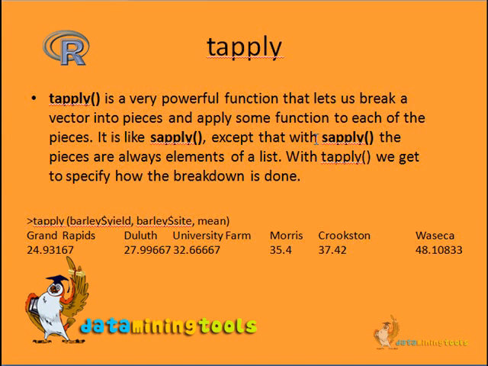The tapply is a very powerful function that lets us break a vector into pieces and apply some function to each of the pieces. It is like sapply, except that with sapply the pieces are always elements of a list. With tapply we get to specify how the breakdown is done. Here's a little example: tapply barley yield, barley site, mean. So we are finding the mean, and here we can break down the vector according to our choice. So this was about the apply family of functions.